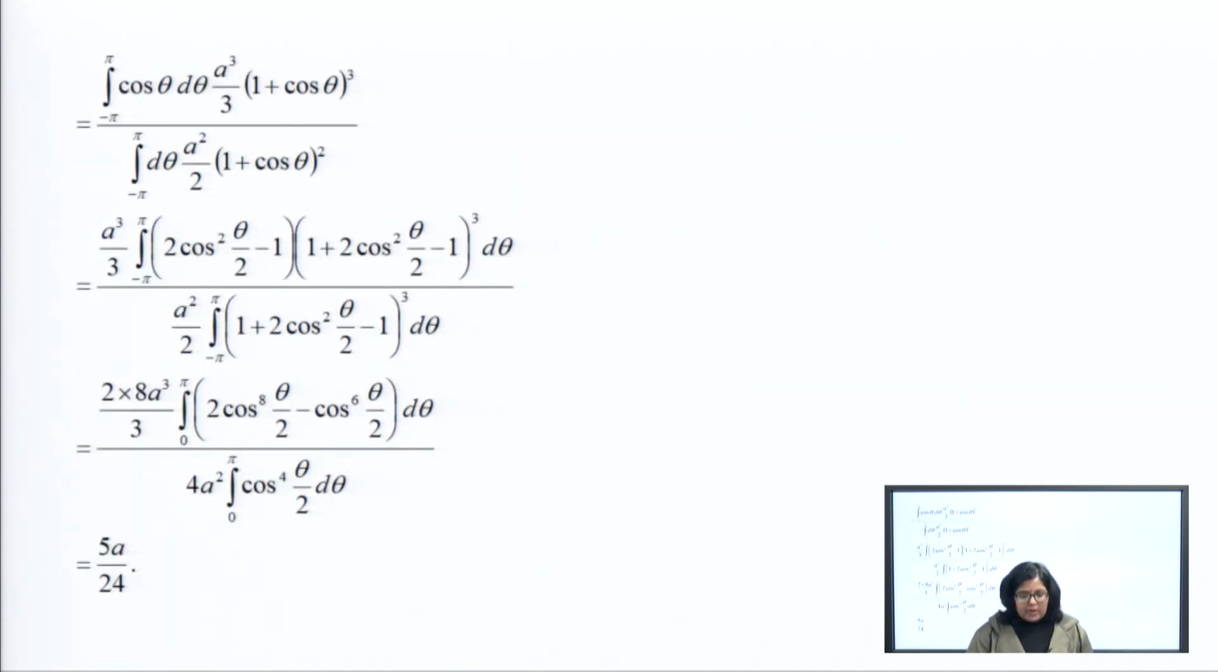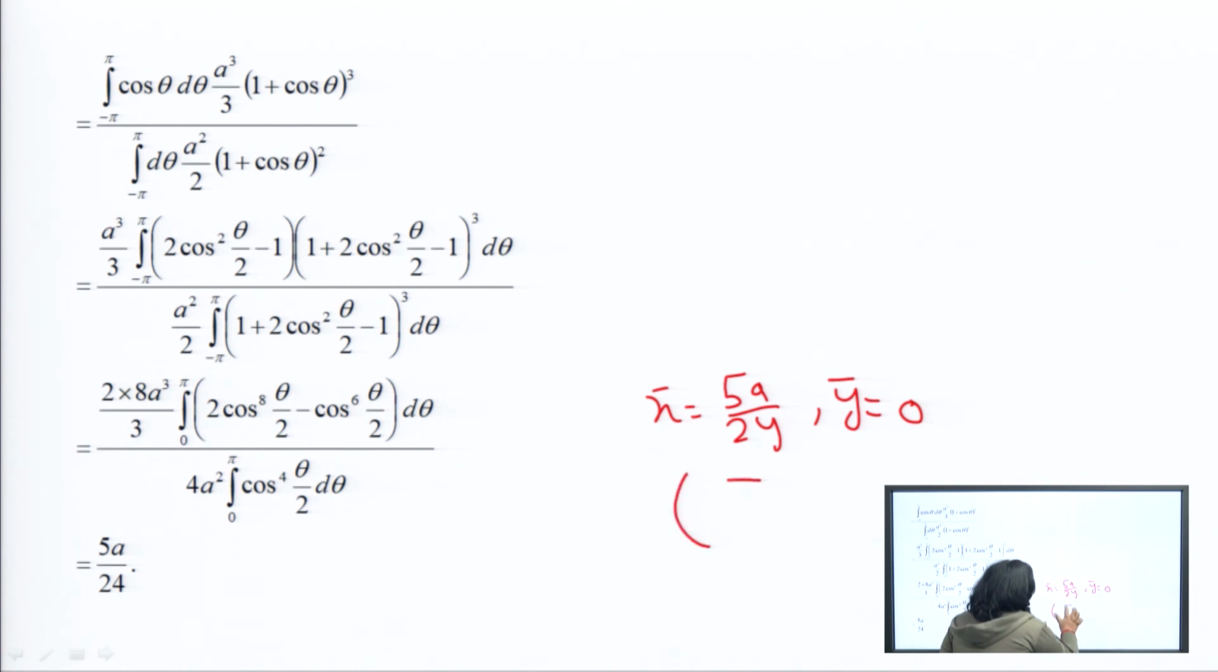Putting the limits, we have the integration from minus pi to pi of cos theta d theta, a cube by 3 times 1 plus cos theta cubed. Solving these integrations, we put 1 plus cos theta in the form of 2 cos square theta by 2, integrate with respect to theta and put the limits. We get 5a by 6 as the value of x bar, and y bar is 0. So the center of gravity of this curve is 5a upon 6 comma 0.